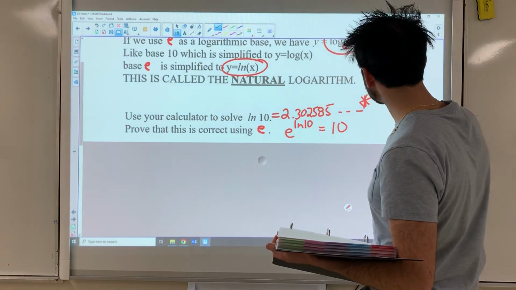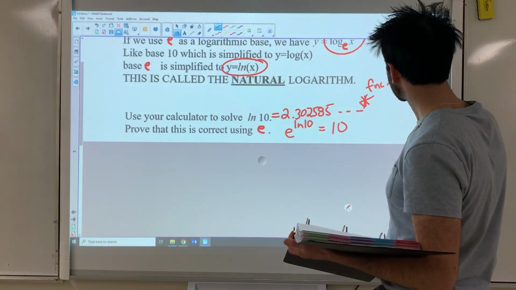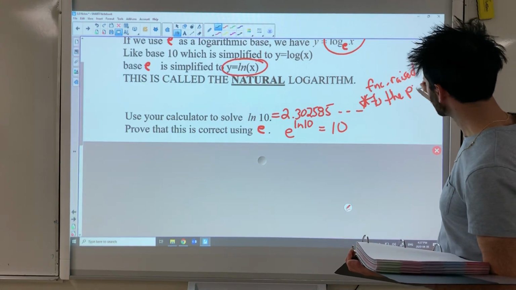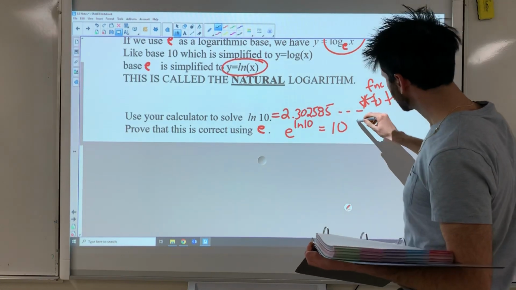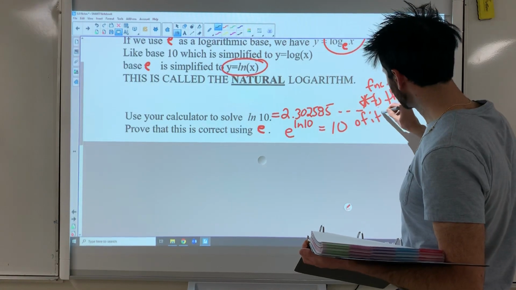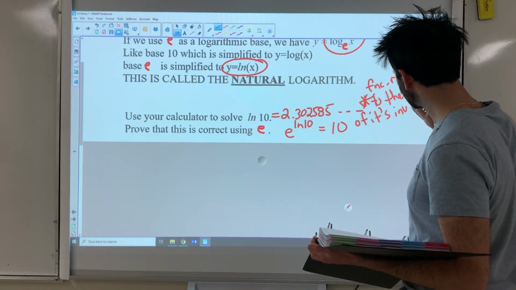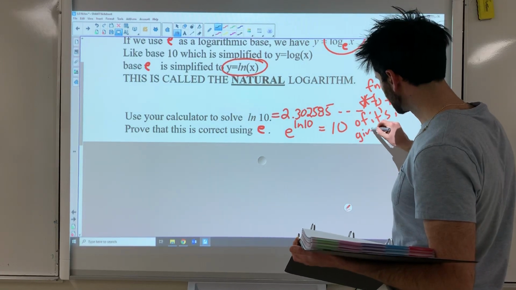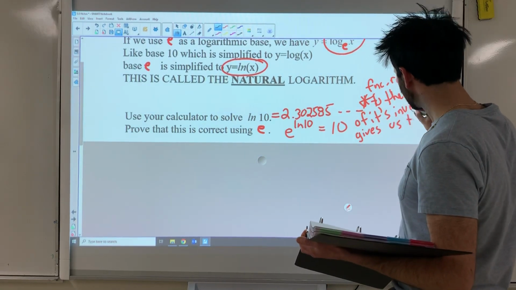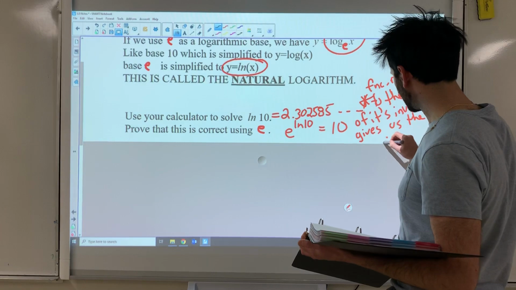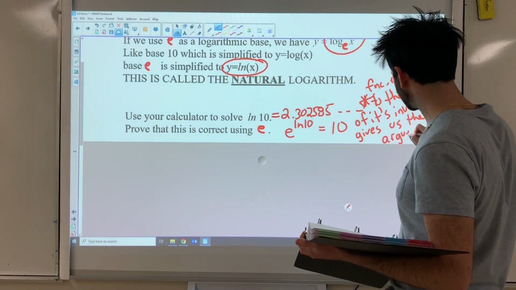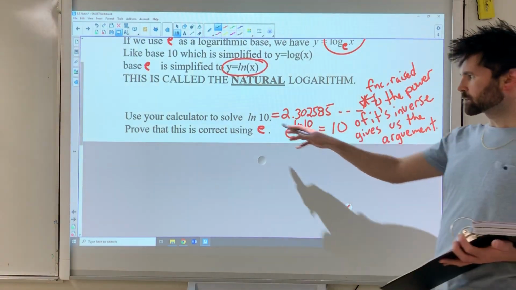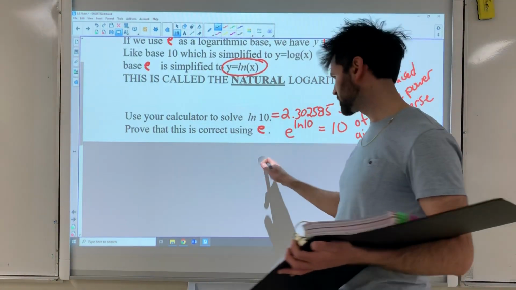So a function raised to the power of its inverse gives us the argument. So that'll be an important property around ln and e, which are inverses of each other.